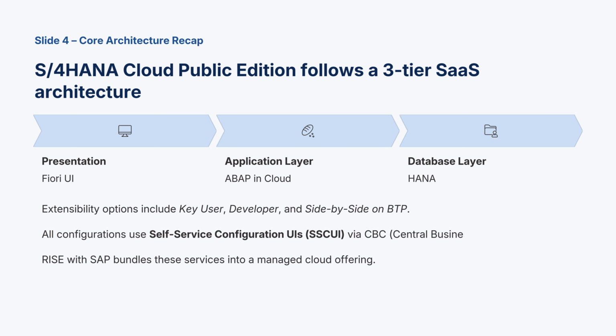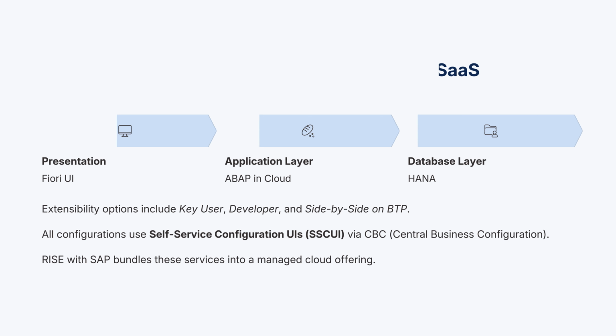Core architecture recap. S/4HANA Cloud Public Edition operates as software as a service on a three-tier model. Fiori as the user interface, the ABAP Cloud for business logic, and the HANA database for in-memory processing. Configuration happens through CBC using SSCUIs. Extensions are handled via key user, developer, or BTP-based side-by-side extensibility. This architecture guarantees agility, security, and scalability.